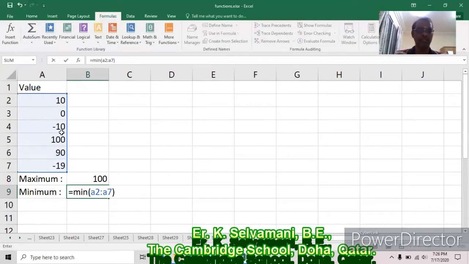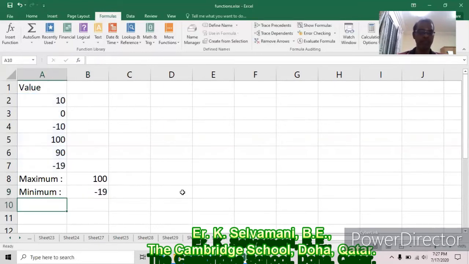Since negative numbers are there, minus 10 is smaller than 0. In addition to that, minus 19 is smaller than minus 18, as well as minus 18 is smaller than minus 17. So minus 19 is smaller than minus 10. Out of these values, starting from A2 to A7, which one is the smallest value? Minus 19 is the smallest value.